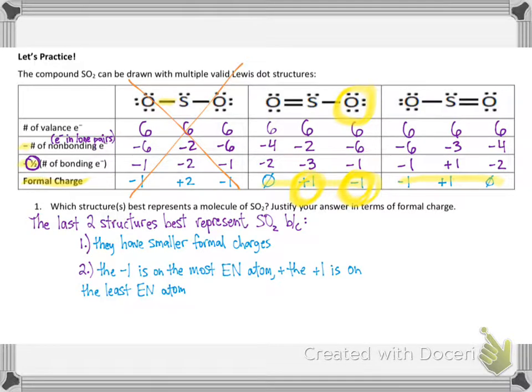If you were writing this on a free response, you would need to identify both of those reasons to fully explain and thus get full credit. Okay, so that's what formal charges are. Let's talk about a situation where they are needed. Something known as resonance structures.